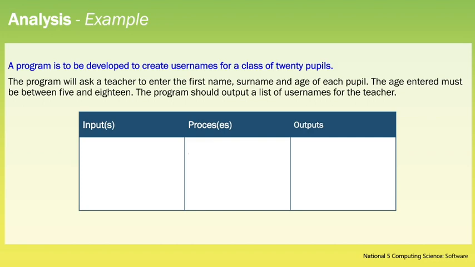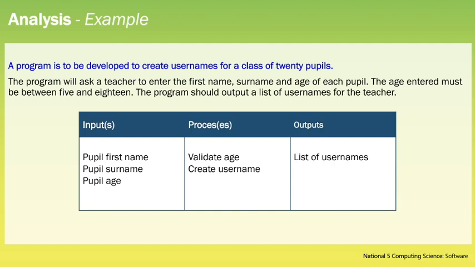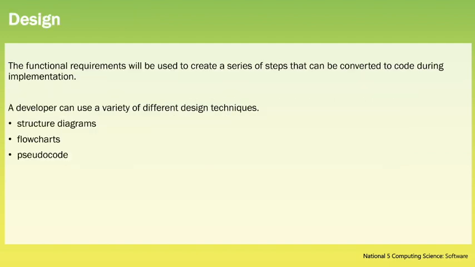In order to create those usernames, the program is required to take in the first name, the surname, and age of each pupil. It will then validate the age to ensure that it is between 5 and 18 before generating the usernames. You'll notice at this stage we're not entirely sure how the usernames will be generated, just that it needs to be done. And lastly, once the usernames have been generated, we must output that information. So when we're thinking about analysis, we're thinking about inputs, processes and outputs. And once we have completed analysis, we can then move on to design.